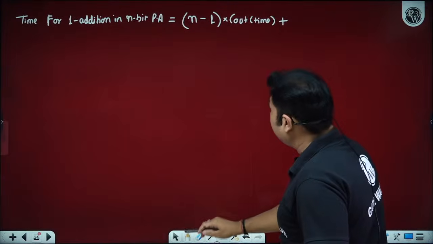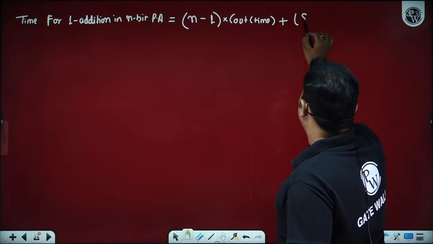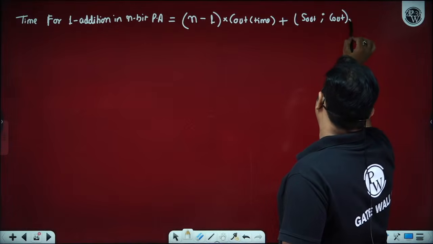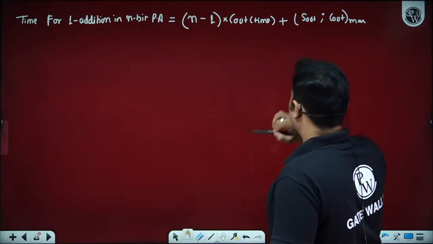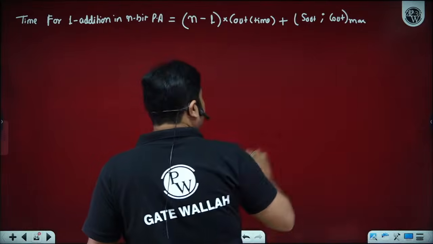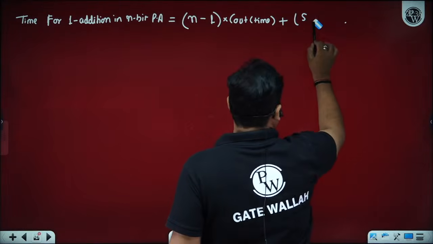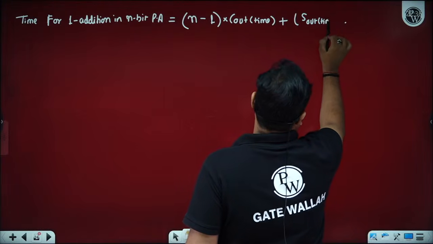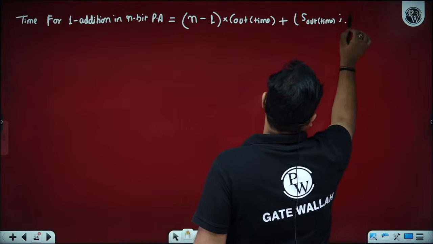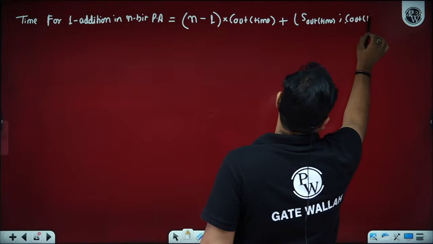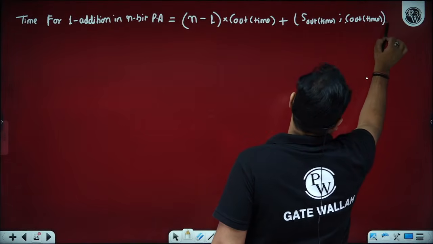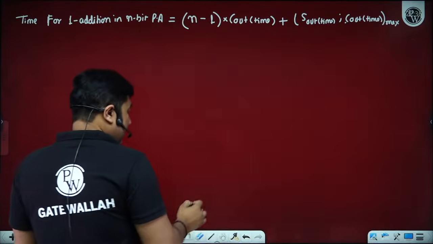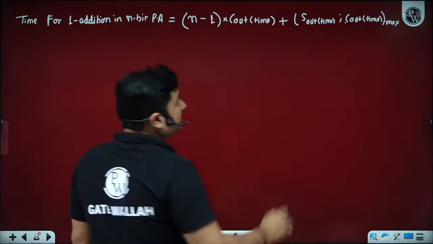So please observe here. Can I write S out or C out, whichever is maximum? S out time or C out time, whichever is maximum. How many of you are able to understand? Please let me know by writing in the comment section.